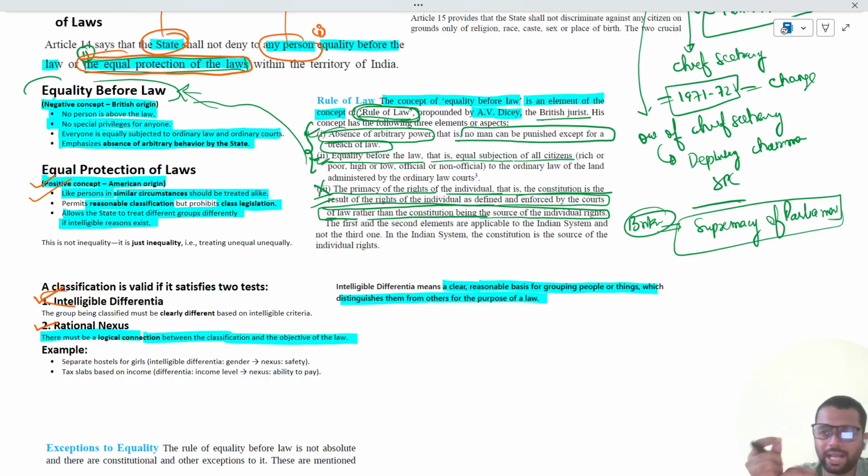Then we have the Juvenile Justice Act. There are so many, like the Maternity Benefit Act, which qualifies under Article 14. So I hope you are now clear what equality before the law means and what equal protection of the law means.